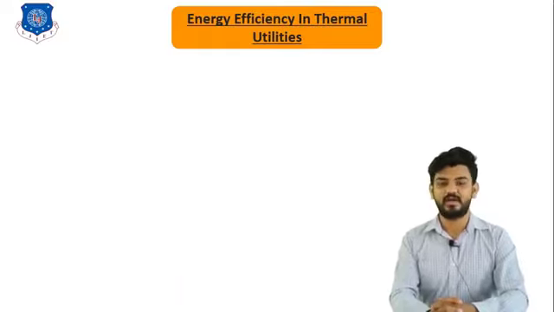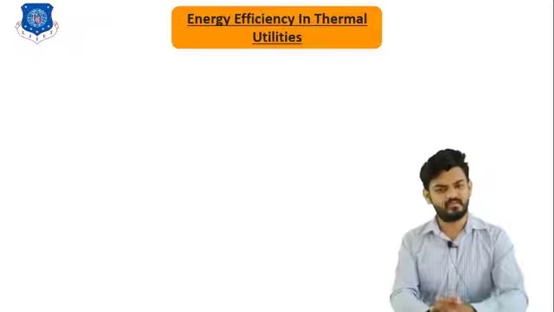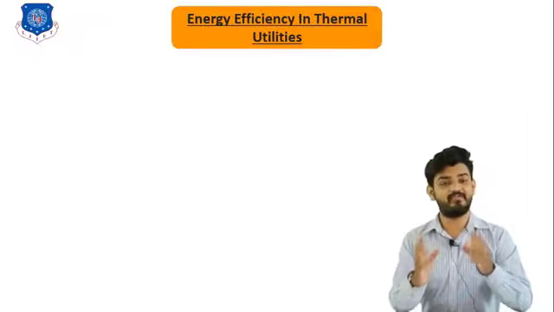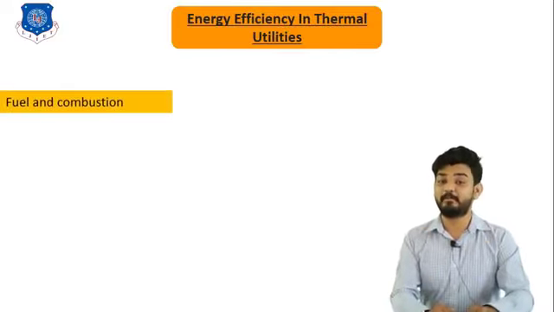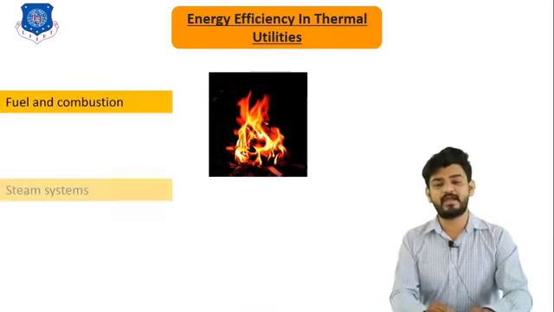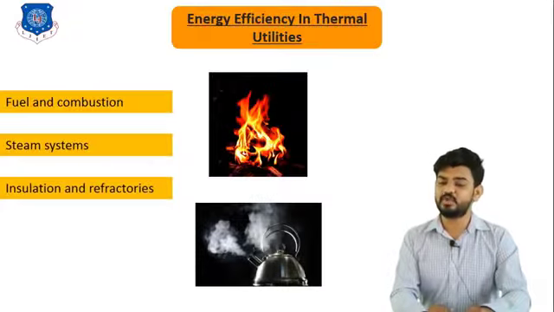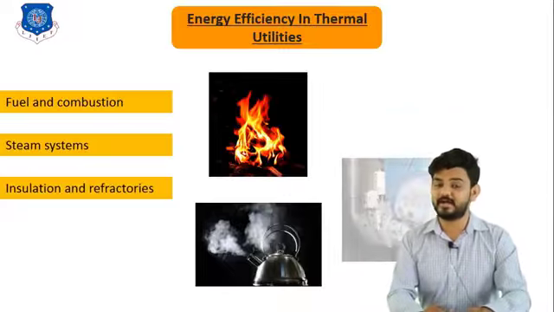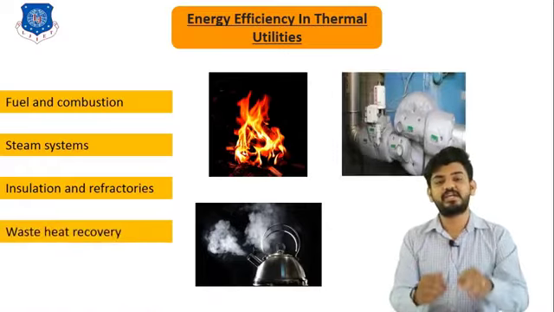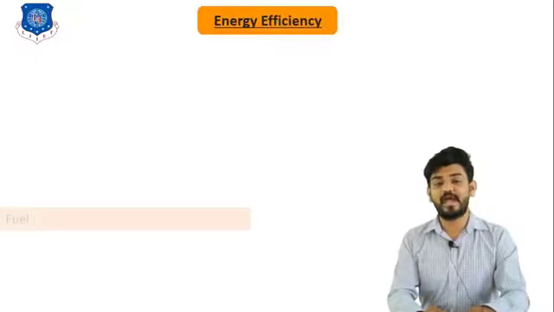In this video, we are going to start a new chapter of energy efficiency in thermal utilities. This chapter is divided into 4 different parts, such as fuel and combustion. Then it is followed by the steam system, and we will learn about the insulation and refractories. And lastly, we will conclude this chapter with the waste heat recovery part. So let's get started with the fuel and combustion.